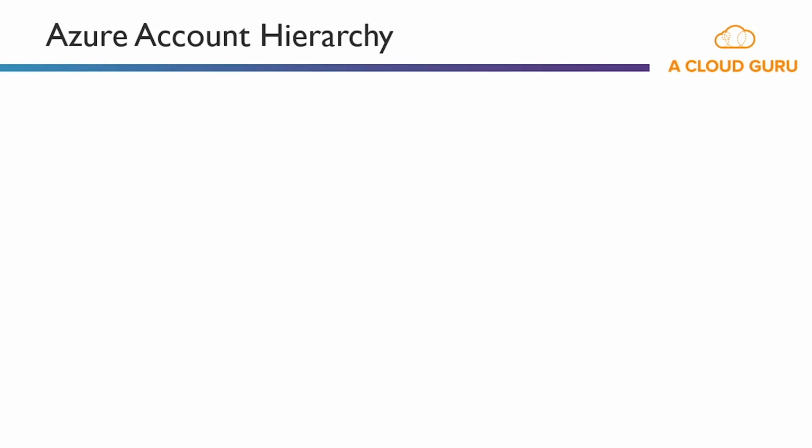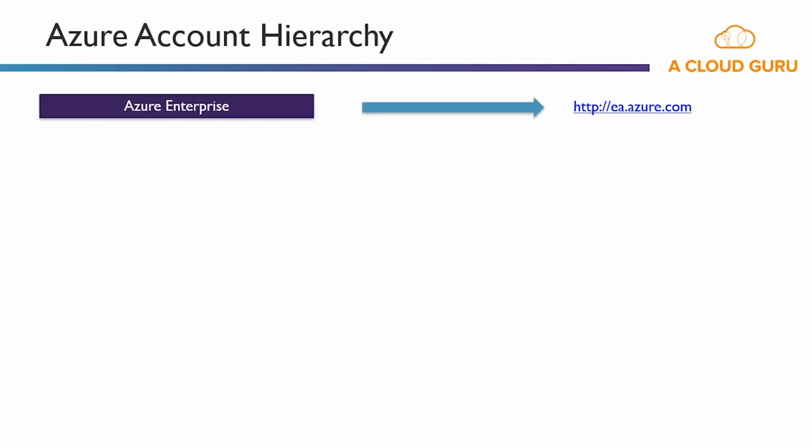Let's begin our journey now by looking at the Azure account hierarchy. And if you're in an enterprise, you will have something that is unique, which is an Azure Enterprise Agreement. And so you actually have an additional portal that people who just swipe in their credit card won't have. And that's the Azure Enterprise portal.